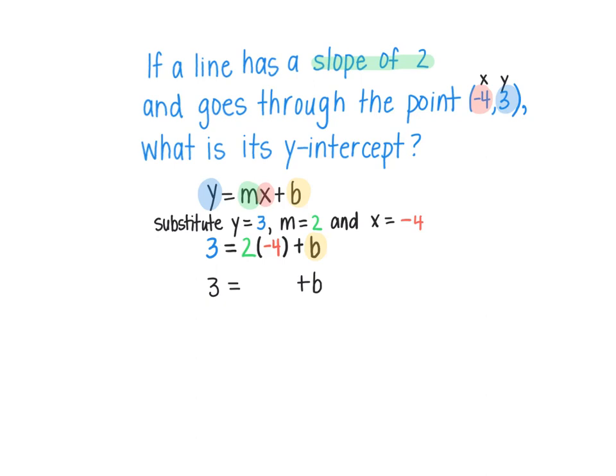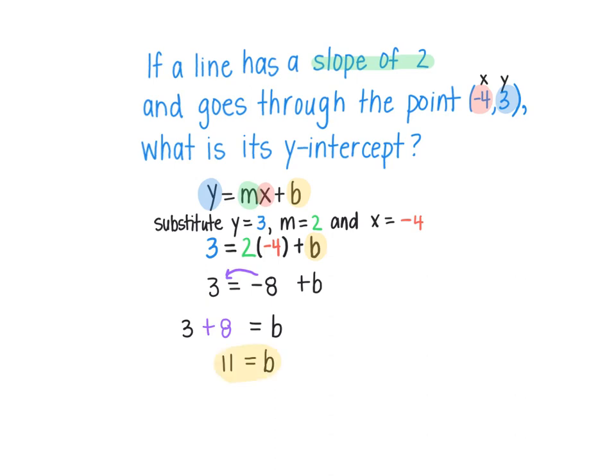The m value of 2 multiplied by the x value of -4 gives us -8. To isolate b, we will move the -8 across the equal sign. In doing so, we will change its sign to a positive. So 3 plus 8 will give us 11. We have found that b equals 11.